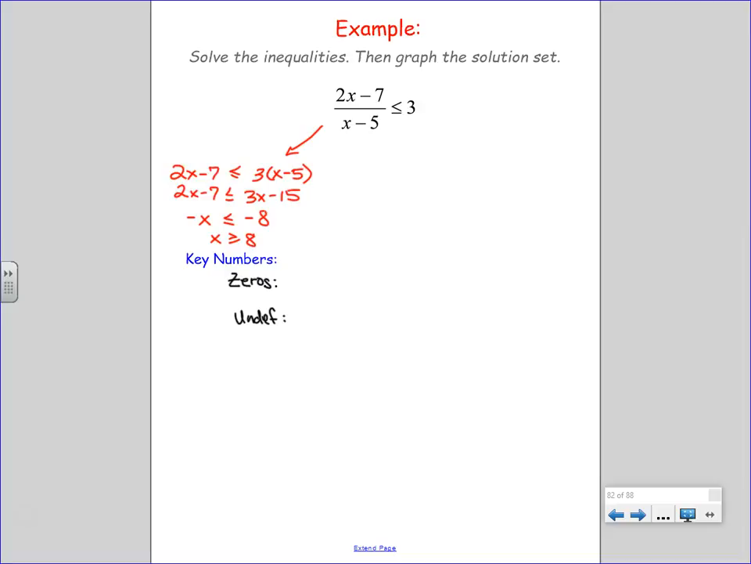Wait, that was easy. No big deal. We solved it, right? Sad times, it's only half the answer. x is greater than or equal to 8. It's only half the answer.